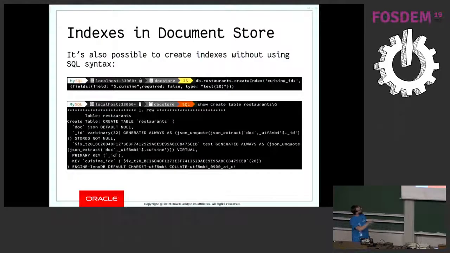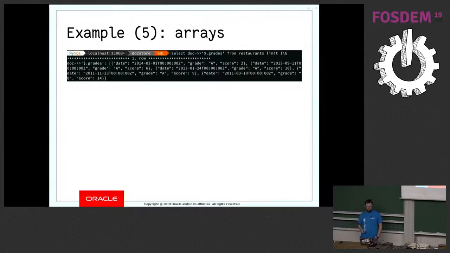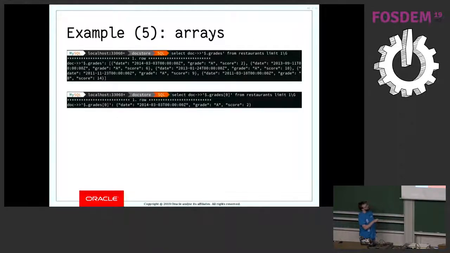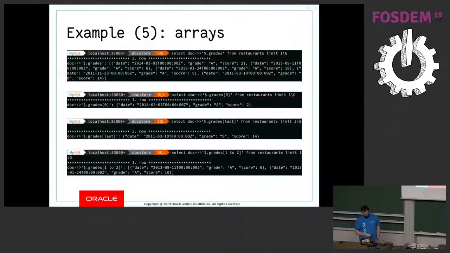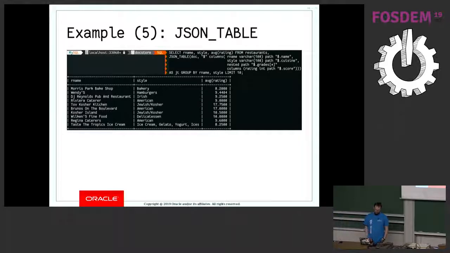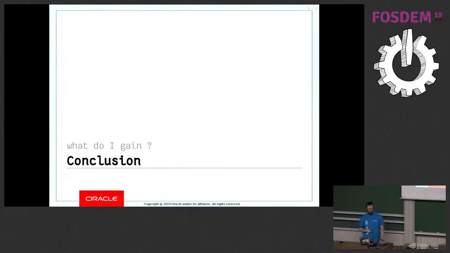This is how it looks like, a table for the DBA. But the developer doesn't need to care about that. It works, right? Here you can do arrays. I can have the first one, the last one, whatever you want. It's very easy to use. This is new. There are plenty of JSON functions in MySQL, and this is one that allows you to extract the document and show it and use it like it was a normal table.